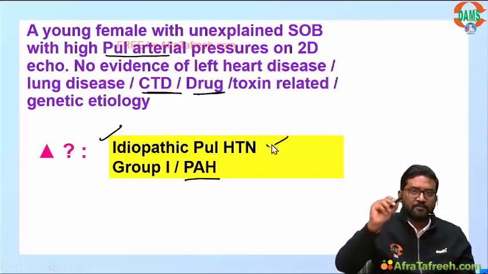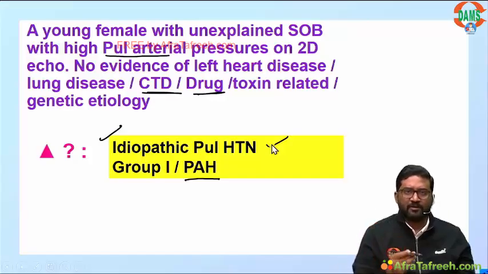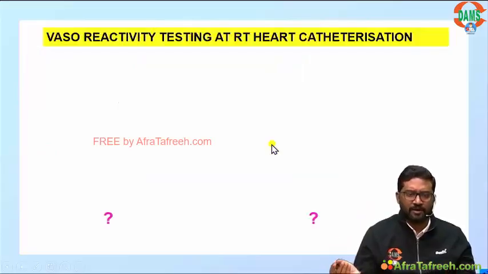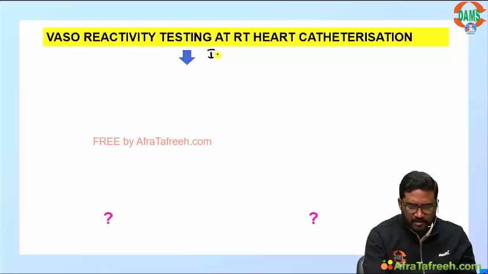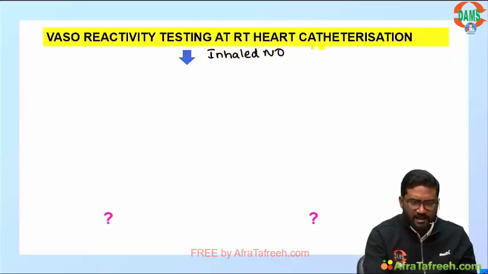What is the most basic medication or very cheap medications? We have calcium channel blockers. So we do vasoreactive testing. How do you do it? We give inhaled nitric oxide. After giving this, we assess the change.